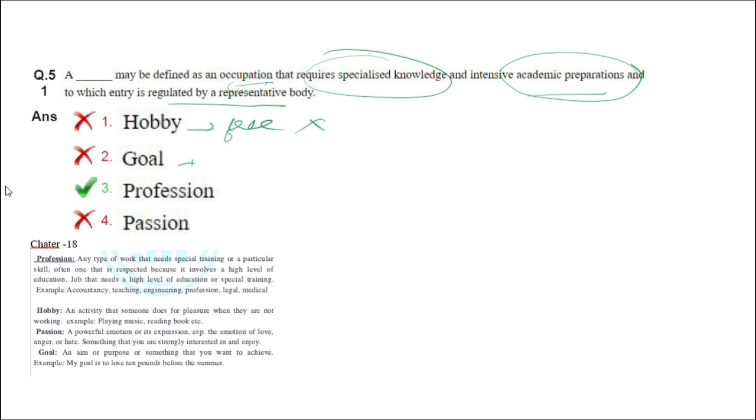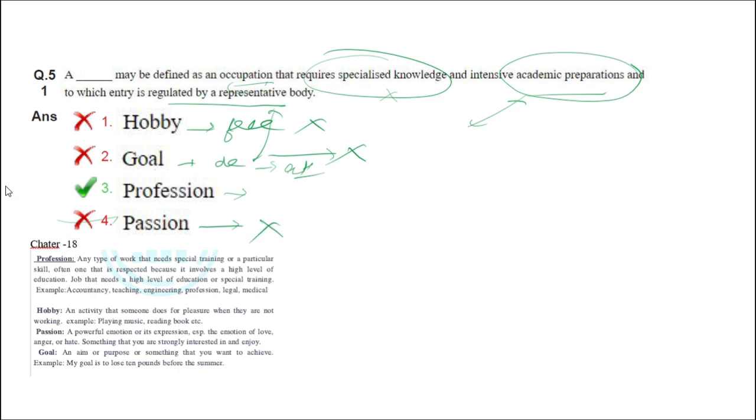There is nobody telling you, no representative body, and you need not have specialized knowledge or academic preparation. Let's say you are into entertainment, then you need to have academic preparation. So this we also know very clearly. So this cannot be. Next is profession. Next is passion. Passion is also related to hobby, which you enjoy. So this cannot be the answer.